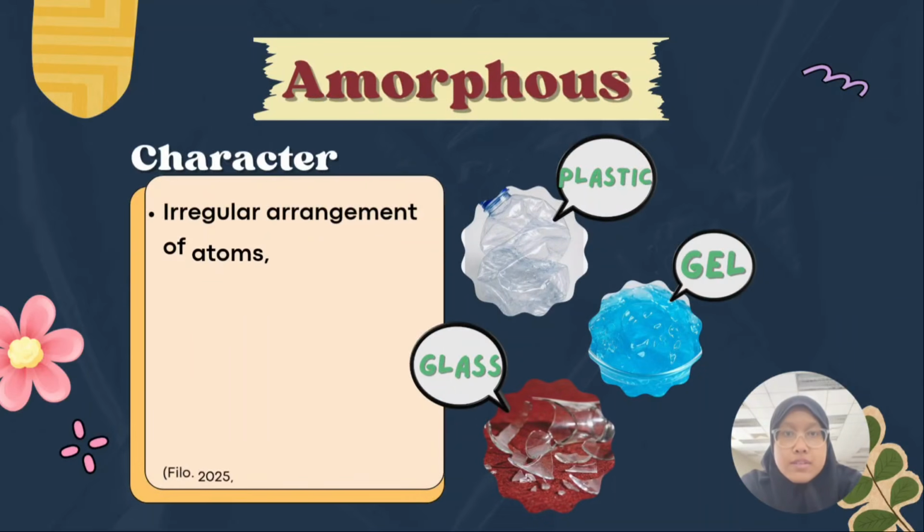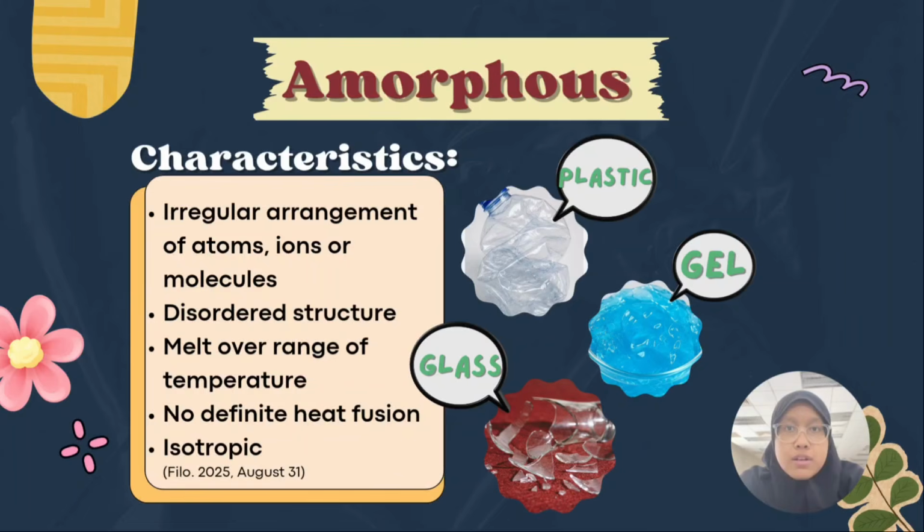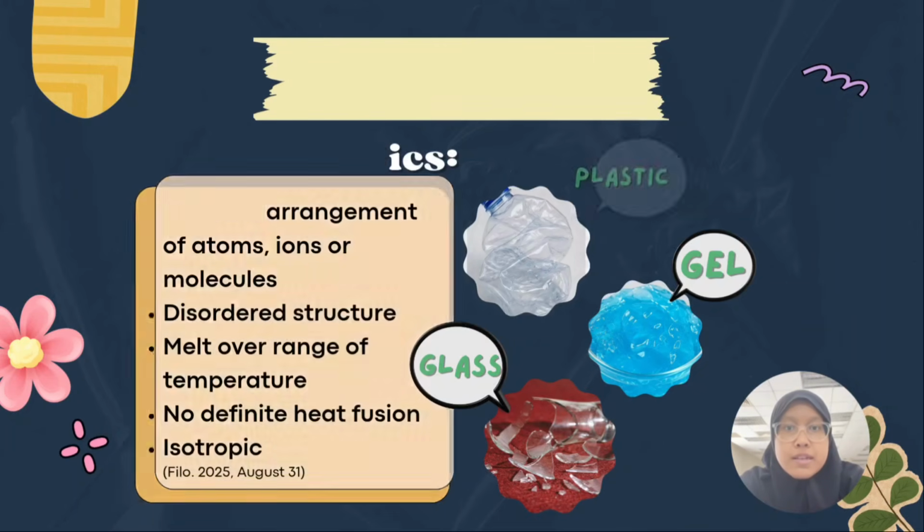Unlike crystalline solids, amorphous solids do not have a regular arrangement of particles. Their atoms are randomly arranged, giving them a disordered structure. As a result, they do not melt at one specific temperature, but instead soften over a range of temperatures. They are isotropic, meaning their properties remain the same in all directions. Examples include glass, plastic, and gels.